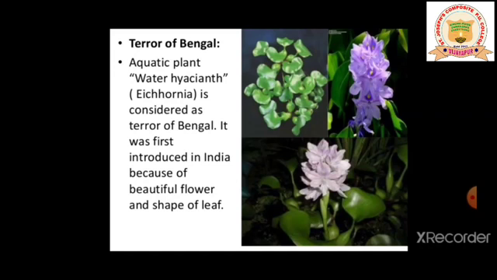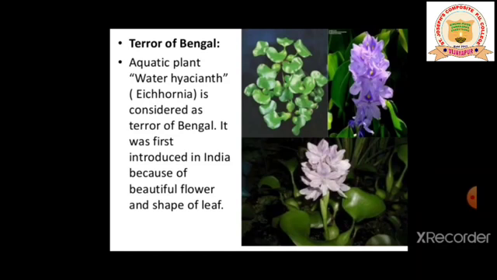The aquatic plant called water hyacinth, scientifically called Eichhornia, is considered the terror of Bengal because it drains out the oxygen present in the water, and the organisms or animals present in the water were dying off due to non-availability of oxygen. So it is considered the terror of Bengal.